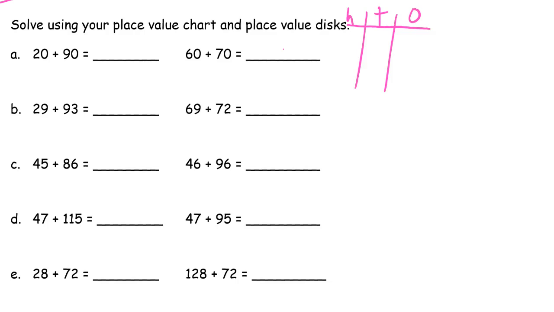20 plus 90, 2 tens, and 1, 2, 3, 4, 5, 6, 7, 8, 9. And you can see you're going to be bundling all that. There's 10 tens. That's 100. So that's 110.